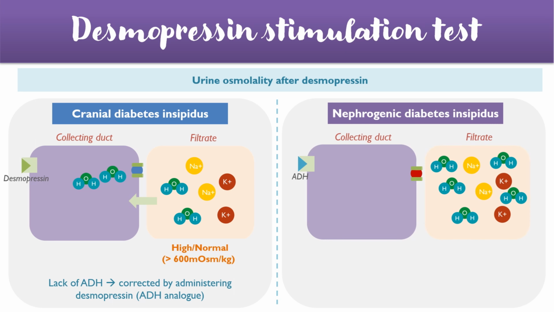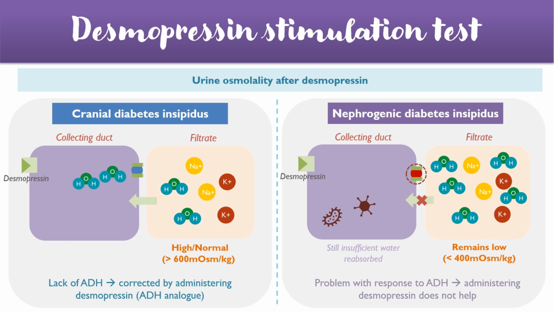Comparing this with nephrogenic diabetes insipidus, in this case, there's already enough ADH being produced, and the problem instead lies with an impaired aquaporin or problems with the collecting ducts themselves. Therefore, when we administer desmopressin to these patients, it has no effect on increasing water reabsorption back into the blood, and the urine osmolality remains low as a result. In other words, we can compare the urine osmolality levels after the desmopressin stimulation test. If they remain low, we can confirm a nephrogenic cause, and if they return to high or normal levels, we can confirm a cranial diabetes insipidus.